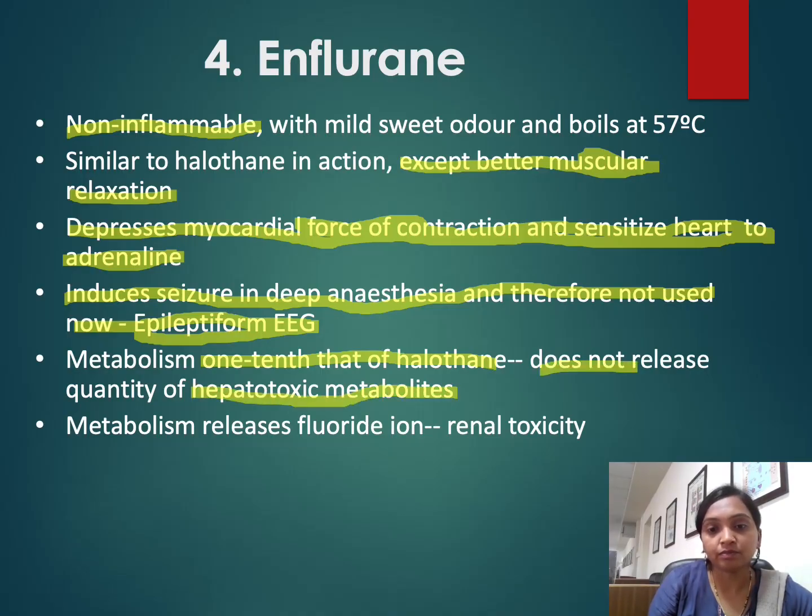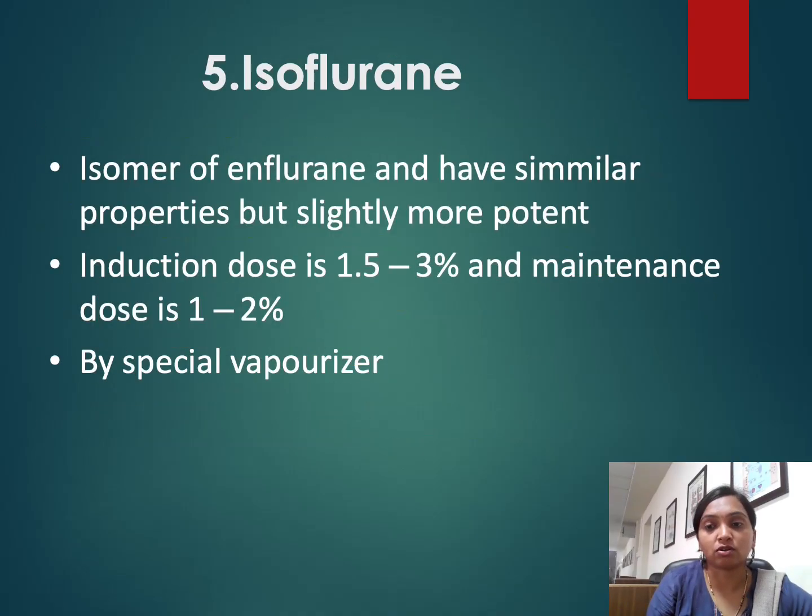Okay, so it is renal toxic, because the metabolism releases fluoride ion, which is renal toxic. So isoflurane is an isomer of enflurane. Okay, remember, isoflurane is an isomer of enflurane, has similar properties, but significantly it is more potent.